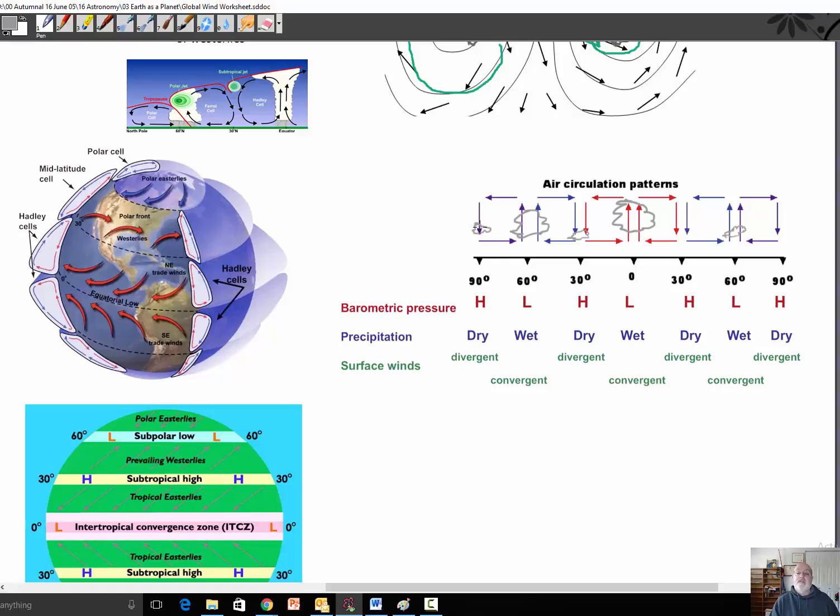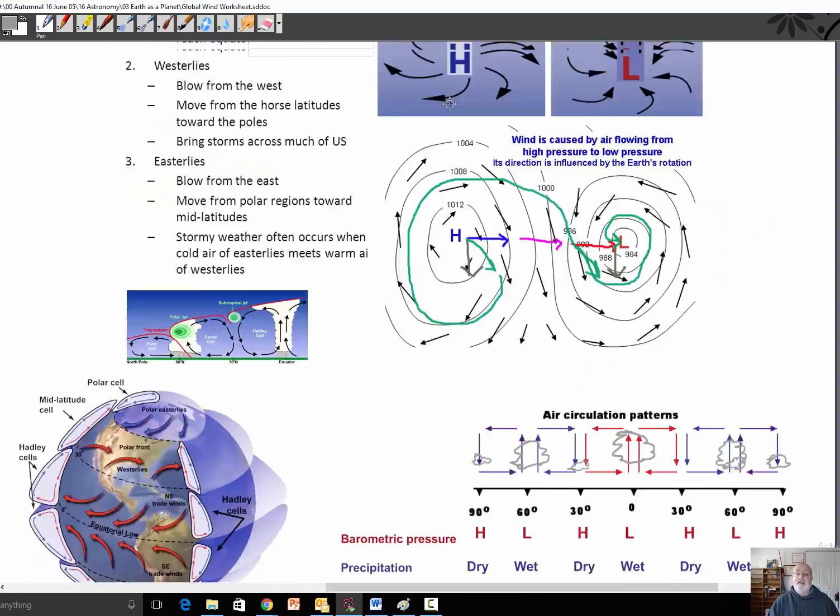Actually, that's not, why the heck did I draw that? Okay, because here we get bigger clouds, and here we get the smaller clouds. So dry, wet, and we get divergent, and convergent, and divergent, and convergent, and divergent, and convergent. So pressure belts, wind systems, and precipitation caused by all that stuff. Okay, that's it. Global winds.